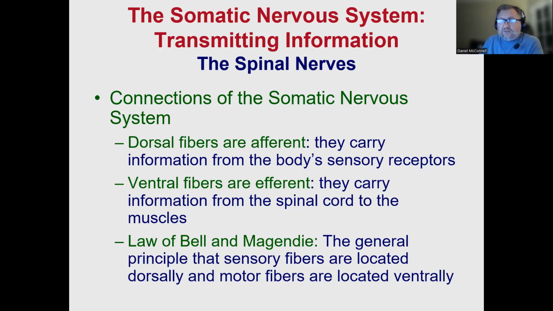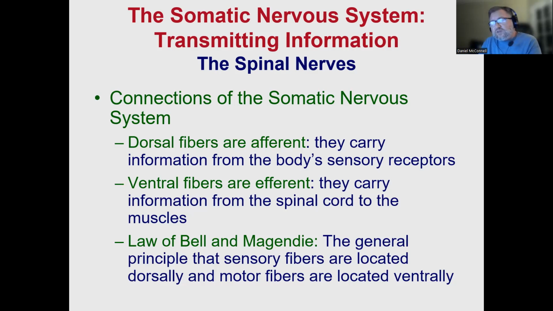Conversely, if we do a different experiment where we keep the dorsal root intact but sever the ventral root, then we find that the limb is paralyzed and cannot move, but the animal does respond if you apply a painful stimulus to that affected limb.